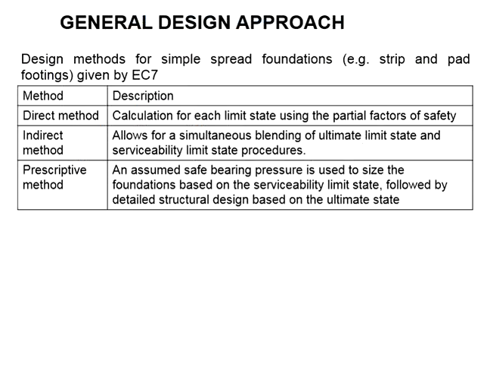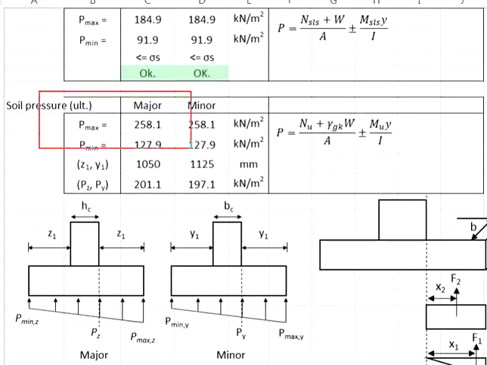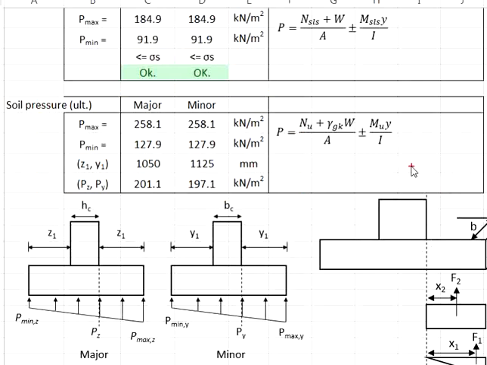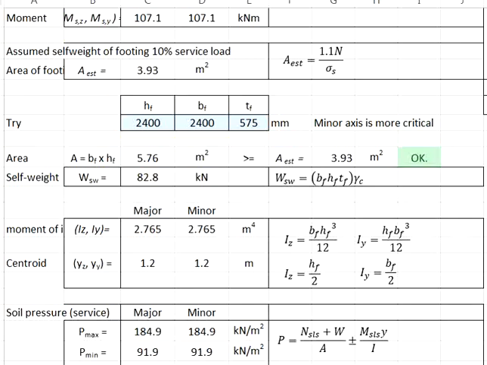This process of estimating the suitable size of the pad footing is based on the prescriptive method, where the estimation of the size is based on the serviceability limit state. Later, the structural design will be based on the ultimate limit state. Therefore, we need to determine the ultimate soil pressure based on the ultimate load, including the self-weight of the pad footing, since we have confirmed the size of the pad footing.